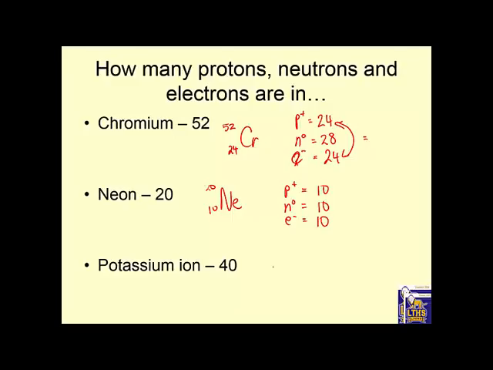Ooh, they're all 10. Okay, potassium symbol. Potassium ion is a +1. Now I'll teach you how to do that in class, so trust me for now. So this is the symbol for potassium ion. Protons, there's 19. Neutrons, there's 21. And electrons, since there are 19 protons, but this is a positive charge, there's only 18 electrons.